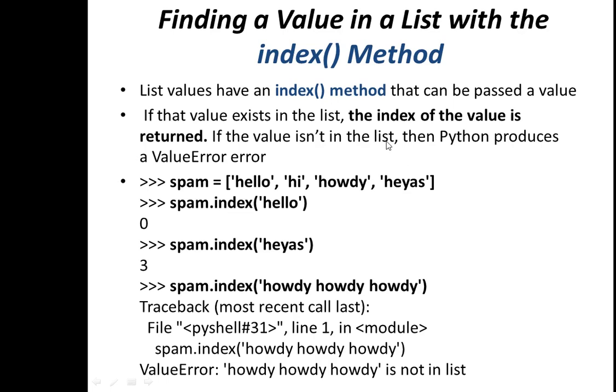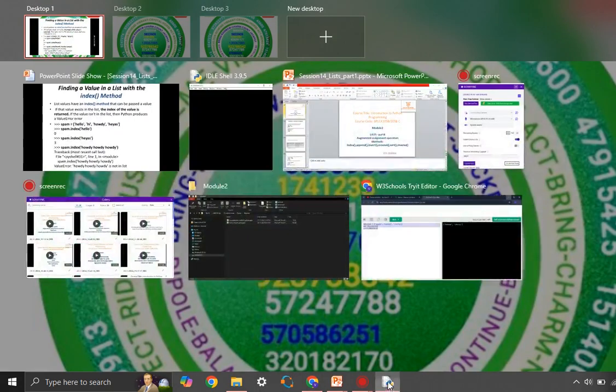Let's first see the index method. Index method is a method for the list data type. It is used to find whether a value exists in the list or not. If that value exists in the list, then the index of that value will be returned. If the value doesn't exist in the list, then Python produces a value error. So let's see this with a simple example in the IDLE screen.